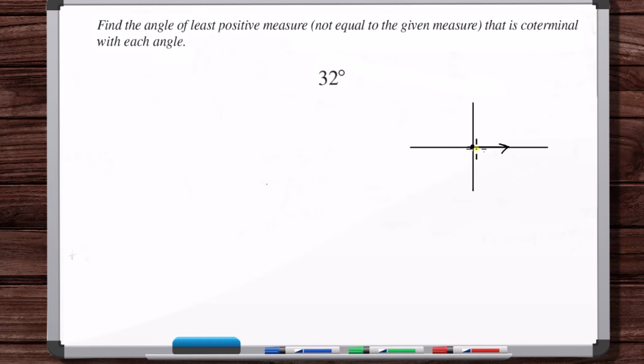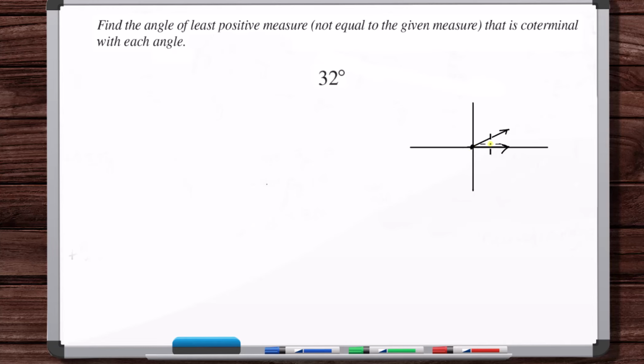So let's use this angle as an example. If we put 32 degrees measured, a positive angle is measured counterclockwise. So if we go 32 degrees positive from this initial side, that's about like that. But an angle can take on any number from negative infinity to infinity. A coterminal angle would be any angle that has the same terminal side as the 32 degrees.